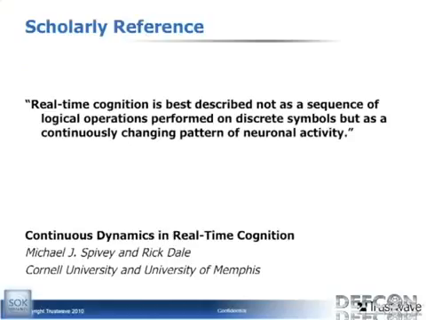Here's the scholarly reference that I think means what I think I'm talking about: real-time cognition is best described not as a sequence of logical operations performed on discrete symbols, but as a continuously changing pattern of neuronal activity. That's from Michael Spivey and Rick Dale of the University of Memphis and Cornell University. What I take away from that is it's a flow.